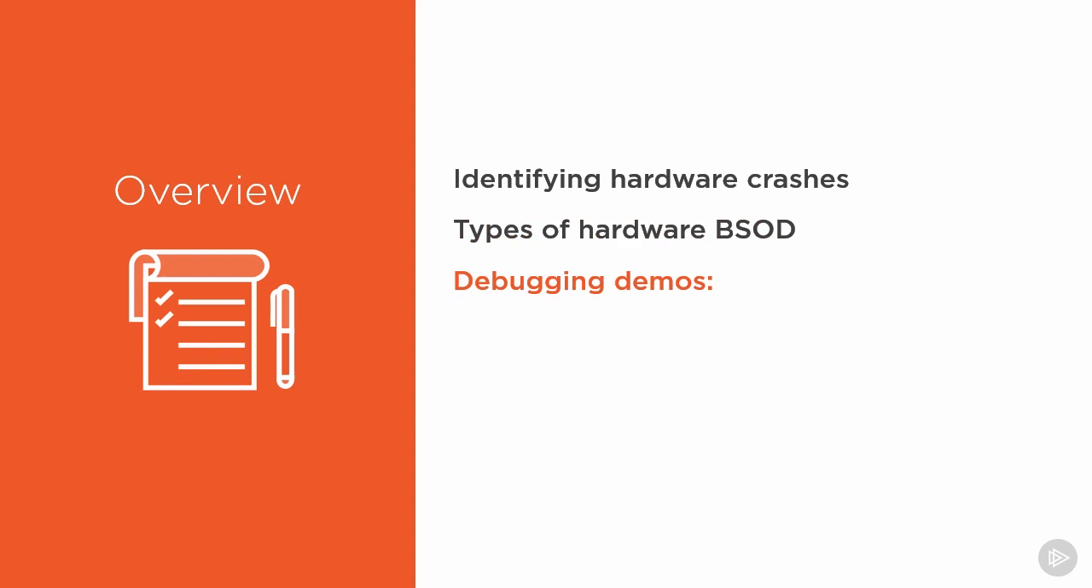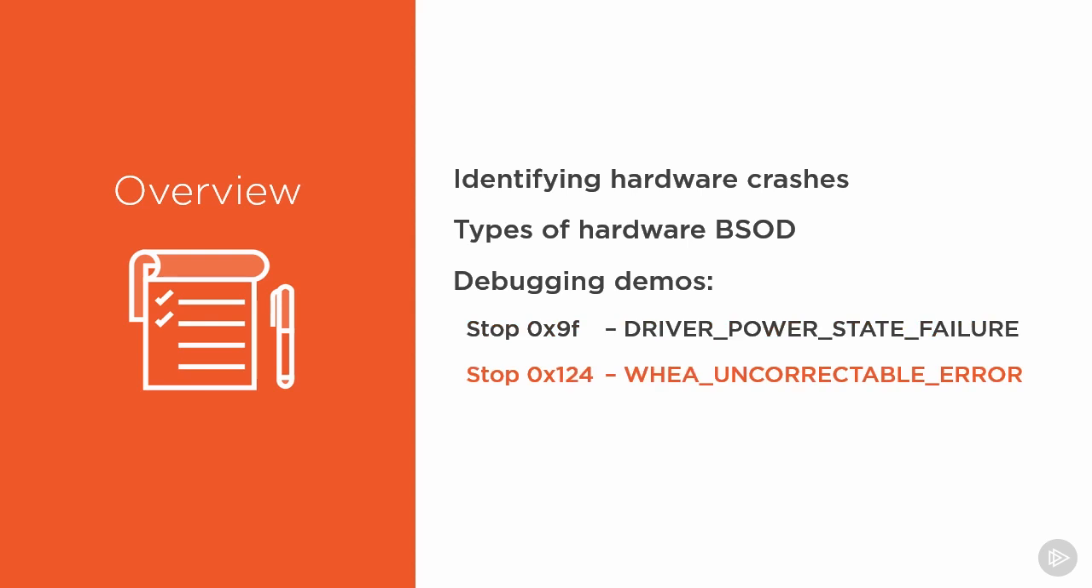Then we'll talk about debugging demos. I'll show you a couple crashes, namely how to go about analyzing a stop 9F, which is known as a driver power state failure. We'll also analyze a stop 124, which is a WHEA uncorrectable error. We'll then wrap up things with a summary of what you've learned.